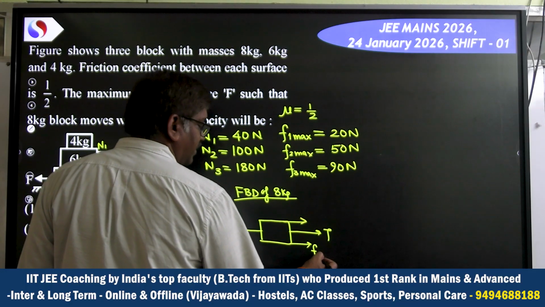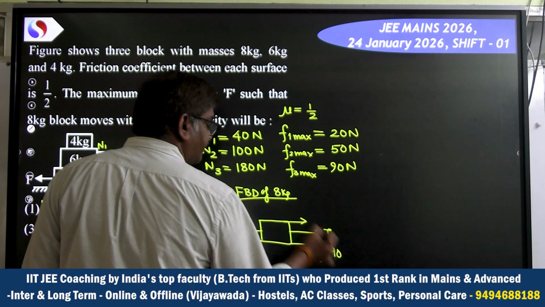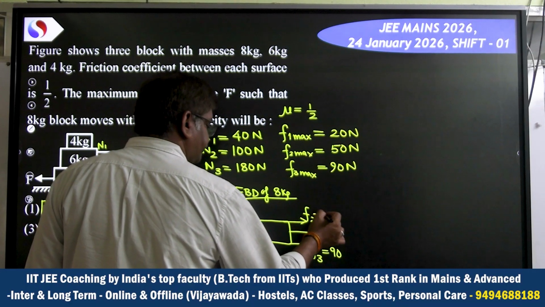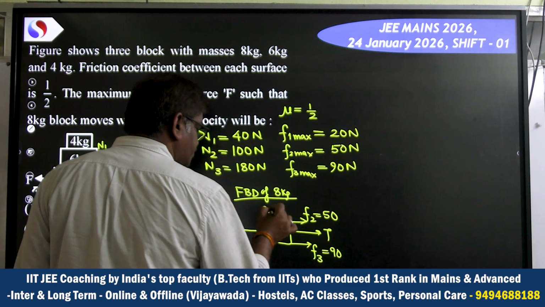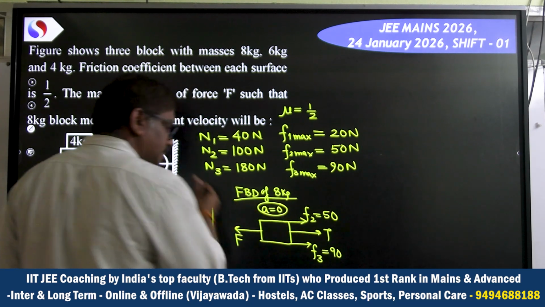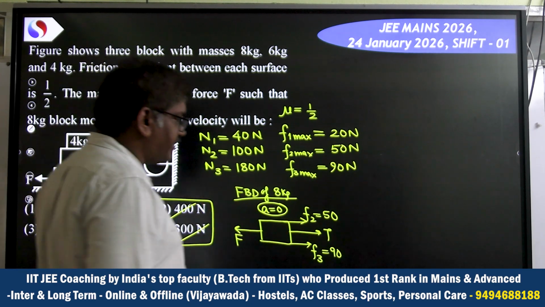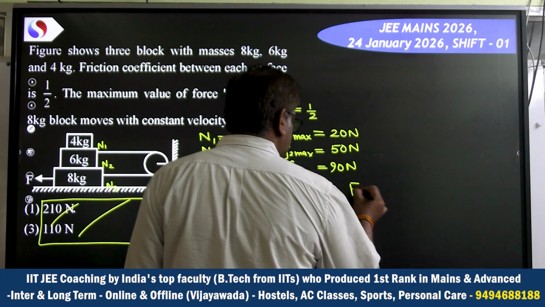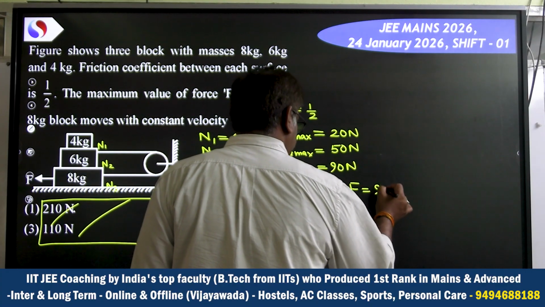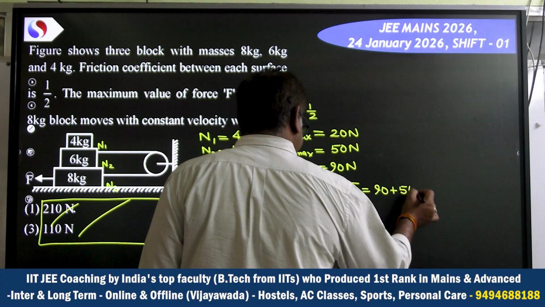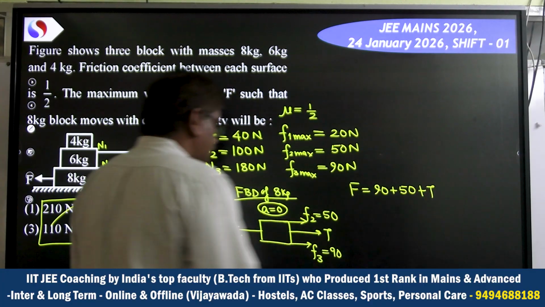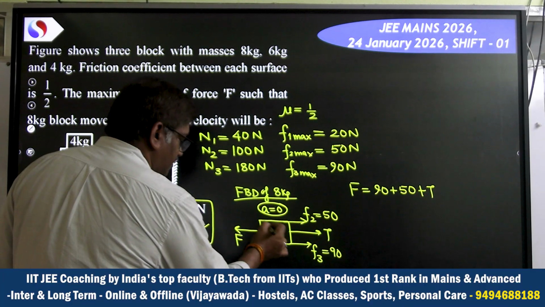So this F3 will be 90. This F2 will be 50. And this is moving with the constant velocity. That's why acceleration is 0. So here I am getting the first equation, that force is equal to 90 plus 50 plus T. Okay, this is the free body diagram of 8 kg.